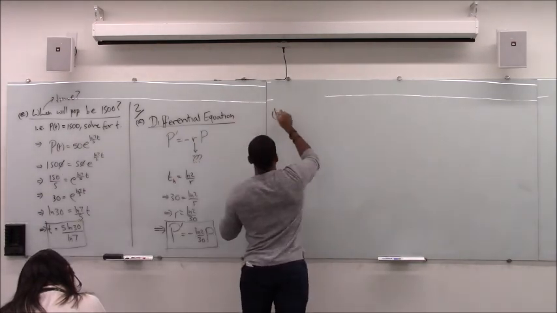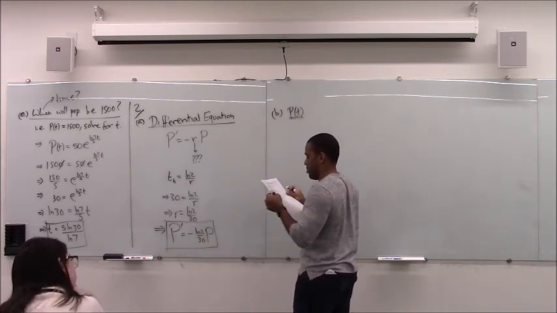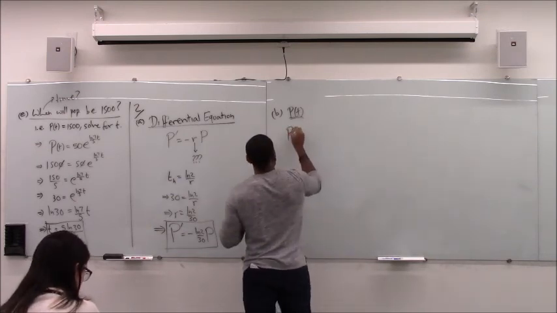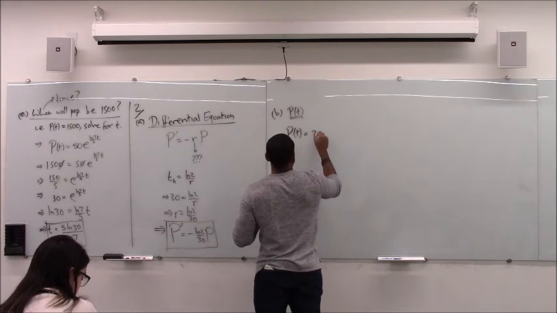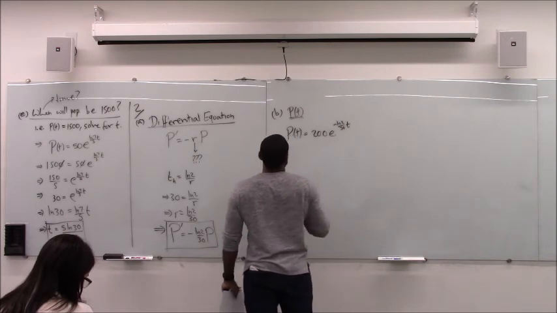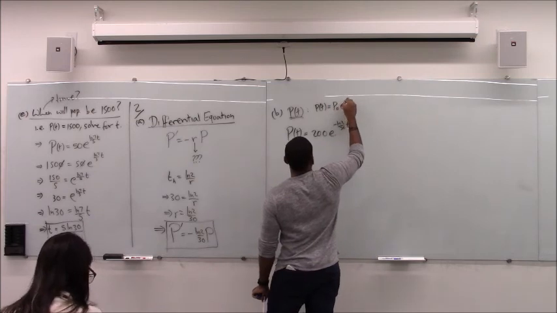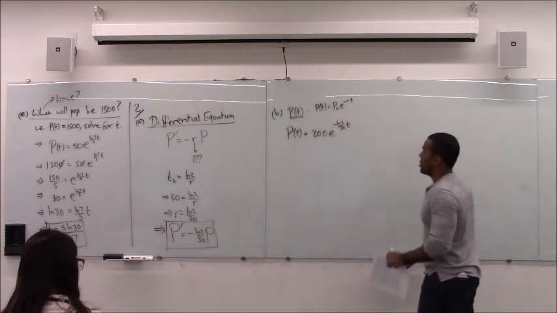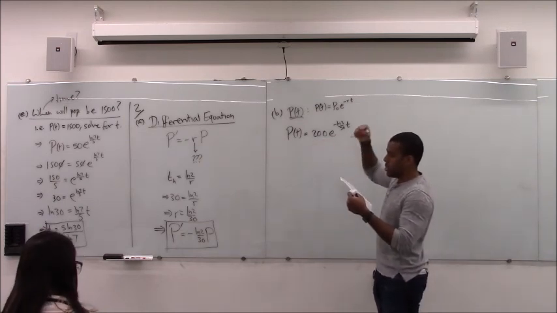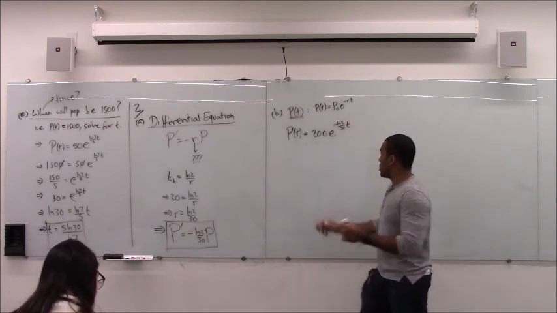So B, find a formula for P(t). How did you do that? I did P(t) equals 200 times e to the negative ln 2 over 30 t. Yes, because we know that P(t) is equal to P naught e to the minus Rt when we have exponential decay. 200 is the initial amount. We're told we start with a 200 milligram sample, and we found the R in part A, so I just plugged that in.